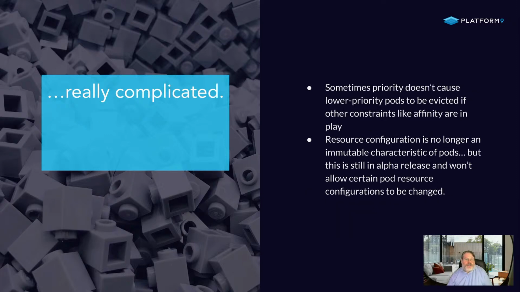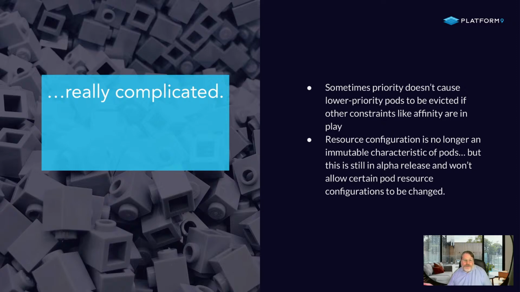And then as you start digging further and further into it, it starts to get really complicated because sometimes priority doesn't work. Your lower priority pods don't actually get evicted like you thought they were going to be because of other constraints like affinity. And depending on how many questions we get, I'll talk about some of the particular scenarios around that.